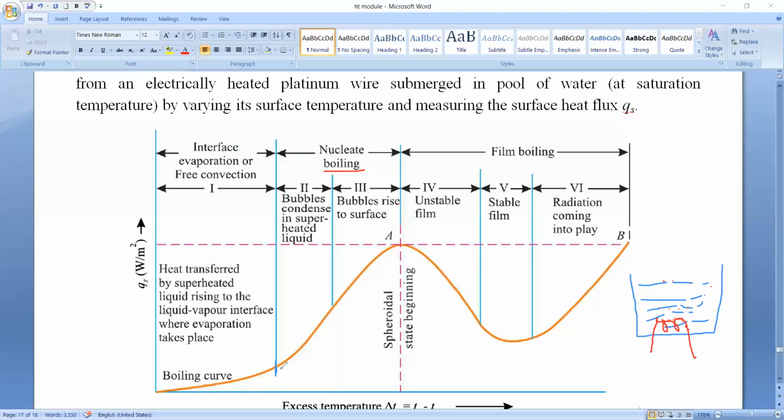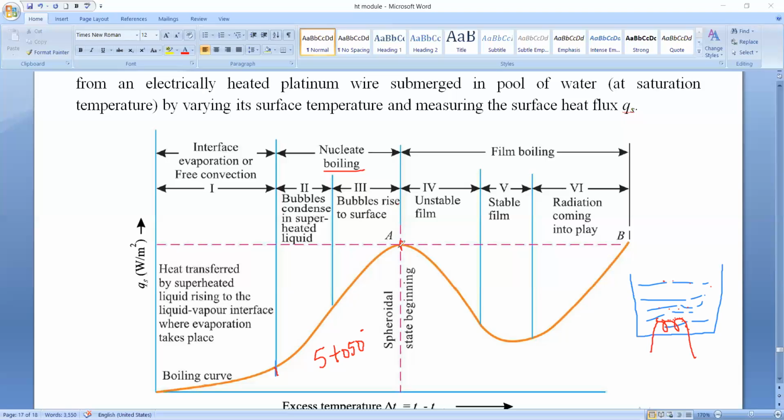Up to this point, the temperature difference is approximately 5 degrees centigrade, and up to here the temperature difference ranges between 5 to 50 degrees centigrade. Between this point and point A, the excess temperature, delta TE, is between 5 and 50 degrees centigrade. When it reaches point A, that is called the boiling crisis or the burnout point.